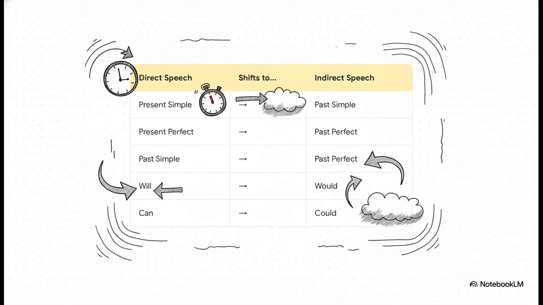So check this out. This table is basically our cheat sheet for backshifting. When you're reporting what someone said in the past, the verb tense just takes one logical step backward. So present simple, like I am, becomes past simple, he was. Present continuous, I am running, becomes past continuous, he was running. You can see the pattern, right? Will becomes would, can becomes could. Even something that's already in the past simple gets bumped back one more step to the past perfect.